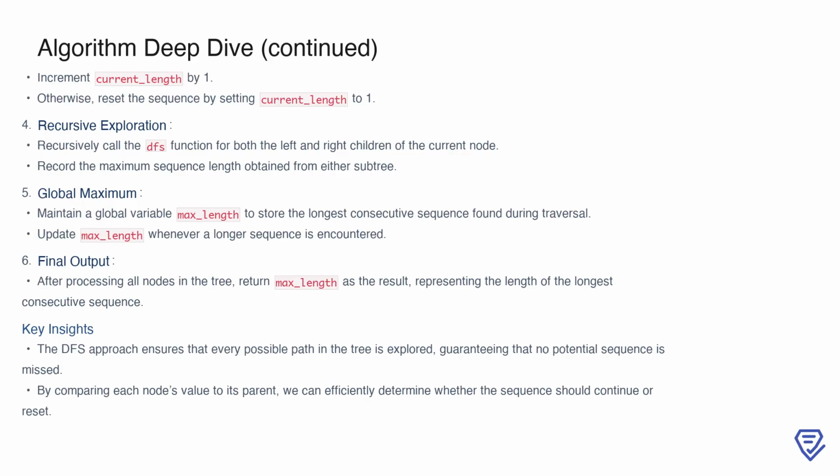As we traverse, we track the maximum sequence length using a global variable, max_length. This variable is updated whenever we find a longer consecutive sequence. Once all nodes have been processed, the value of max_length will represent the longest consecutive sequence in the tree. This approach ensures that every possible path is explored, and the comparison between each node and its parent allows us to efficiently determine where sequences continue or reset.